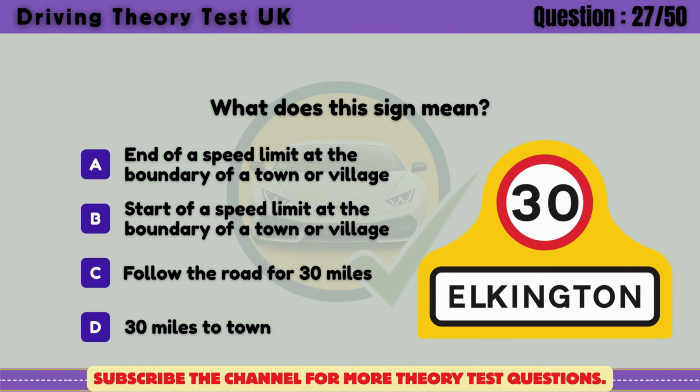Question 27. What does this sign mean? Option A. End of a speed limit at the boundary of a town or village. B. Start of a speed limit at the boundary of a town or village. C. Follow the road for 30 miles. D. 30 miles to town.